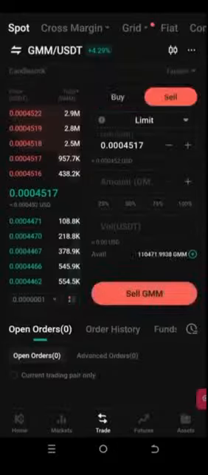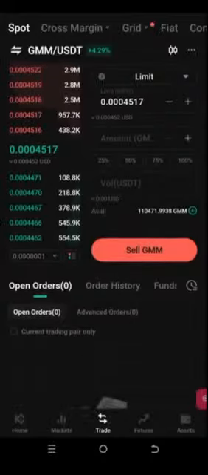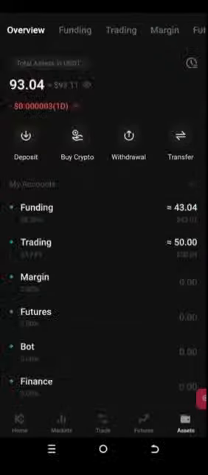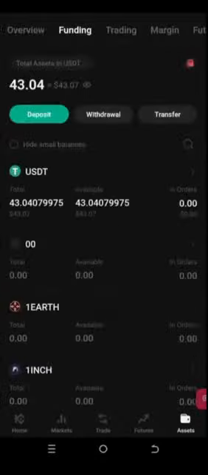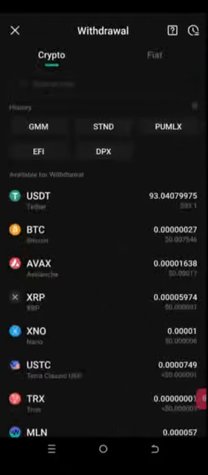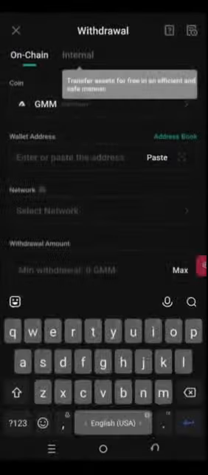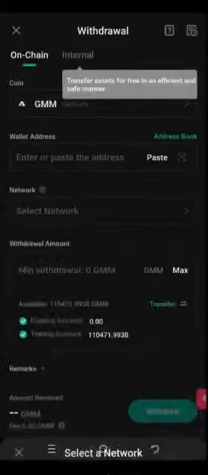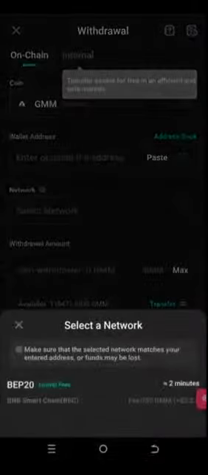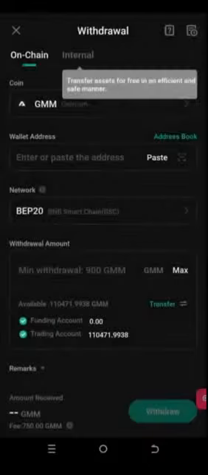So what we have here is 110,471. Okay, so we're going to quickly send this over to Mexi. So let's go and get all the details we need. We're just going to go over to our funding, and then we withdraw. So we're going to withdraw GMM, selecting the network, which is BEP20. Okay, and the max.